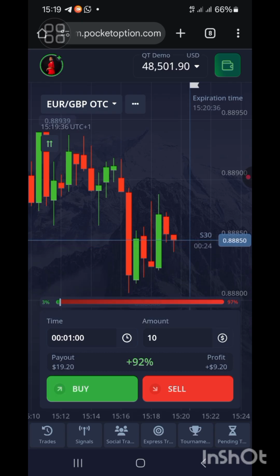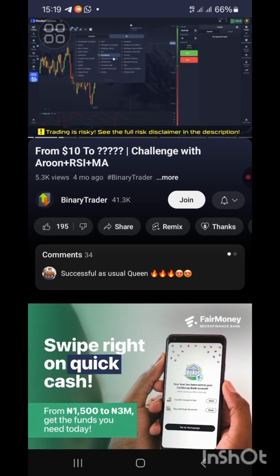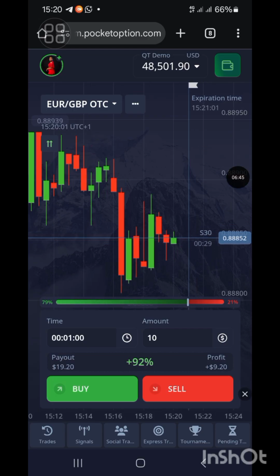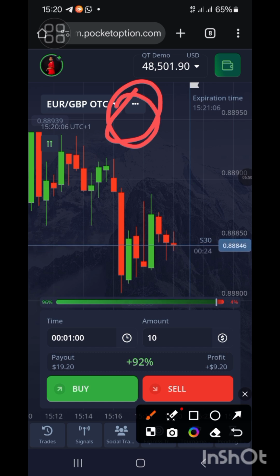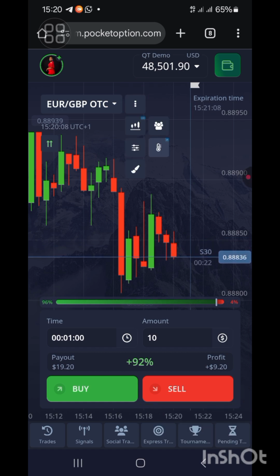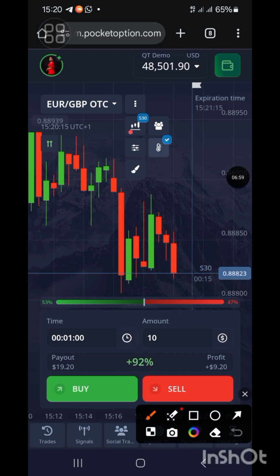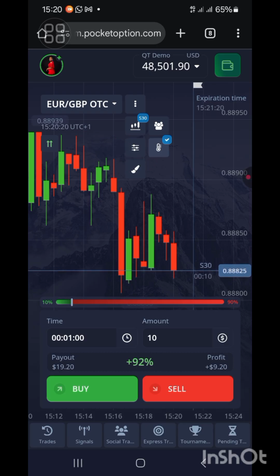So let's go back and see the other settings. Among indicators, choose Aroon, moving average, and RSI. She said indicators. So you click on here. You click on these 3 dots again, and it will take you to this second one. The first one, we saw the chart type. This second one is where you see the indicators. So you click on it.